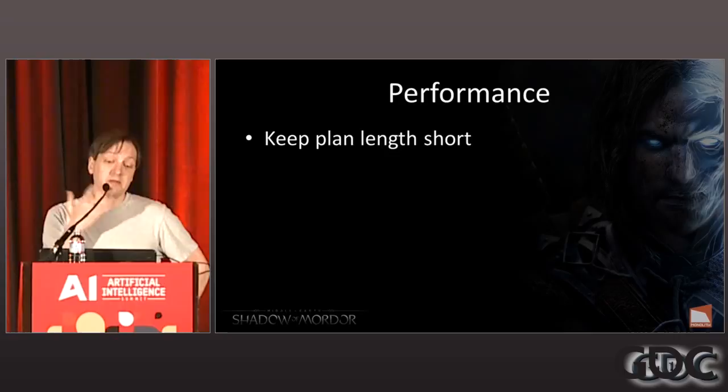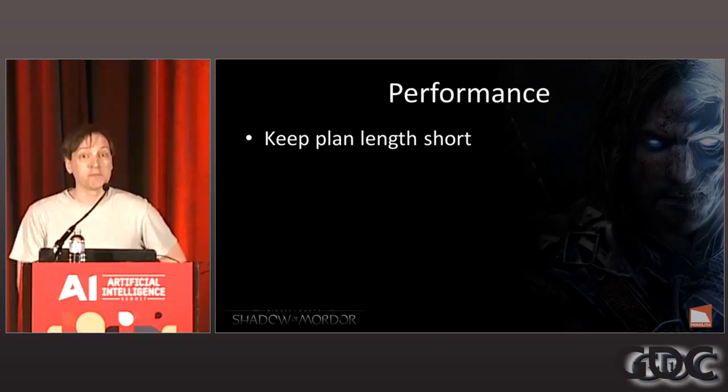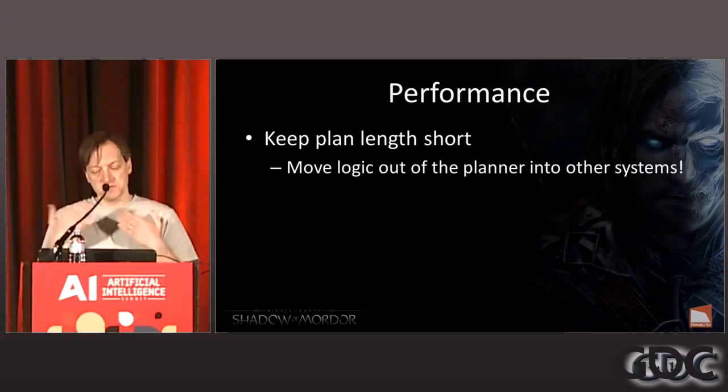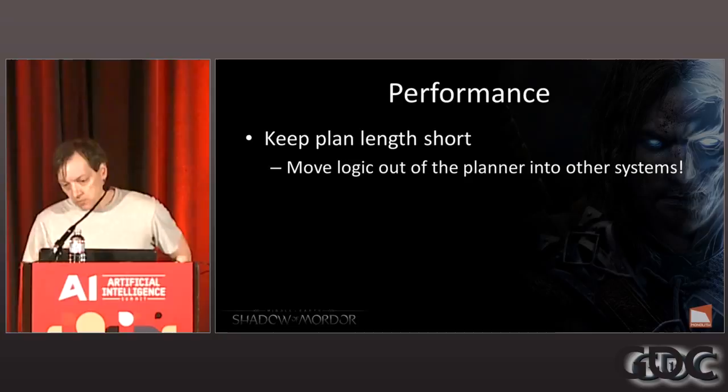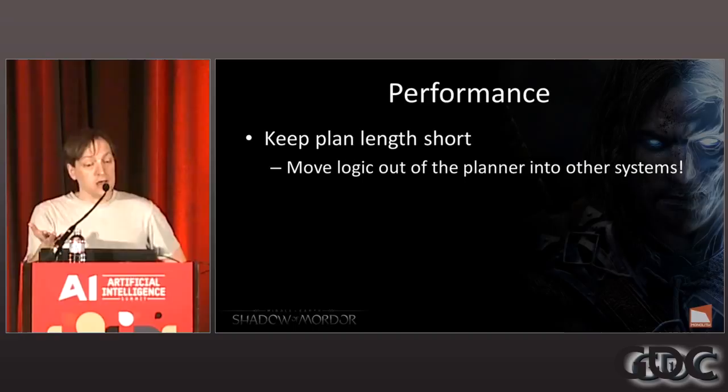And the other large thing, this is really mostly what I'll be talking about. We kept our plan length short. It's a pretty natural thing, you're using A star. The quicker you can get to your goal, the quicker you find a path. So we actually worked to reduce the number of actions we actually had to do to satisfy our goals. We did this by taking logic and really just pulling it out of the planner when we could.